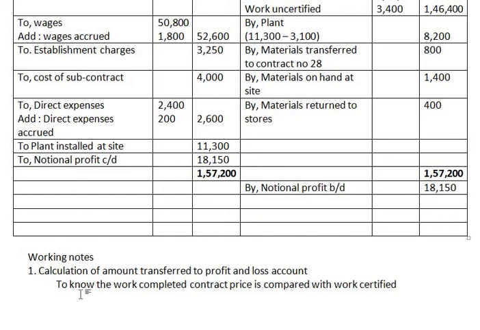Now how much amount should be transferred? For that we should know how much percentage of work is completed. In the previous video we discussed how much amount will be transferred when 1/4 of the work is completed, or 3/4, or half. So write down this sentence: to know the work completed, contract price is compared with the work certified. There is one formula for this: work certified divided by contract price into 100. This will give you how much percentage of work is done.